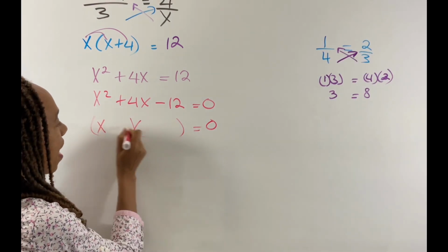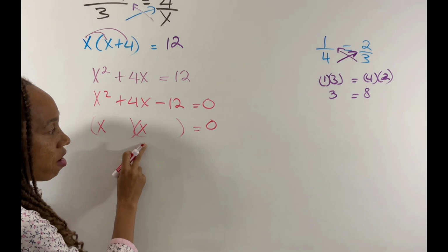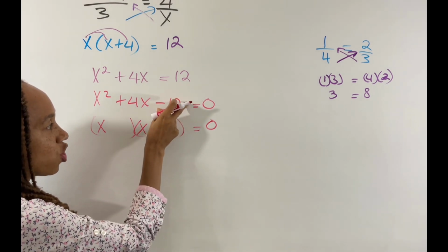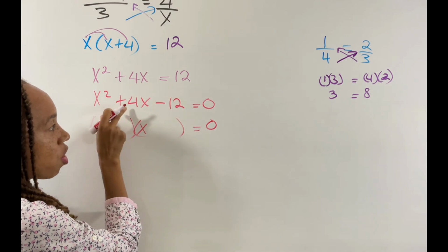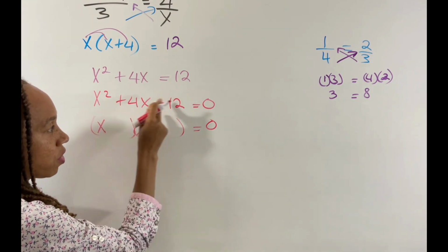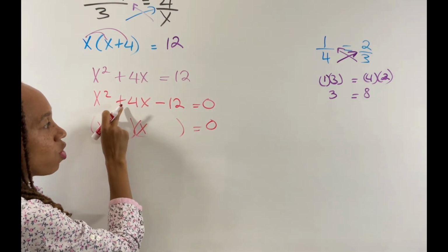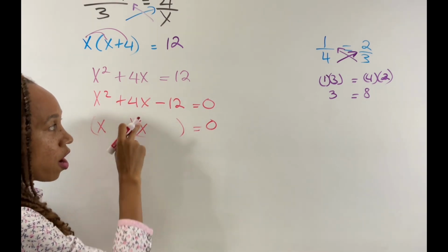So we will have x here and x here in each of the binomials, and so we are taking the last term, which is a negative, and because our middle term is positive, we need to find the factors of negative 12 such that when added is going to give us a positive 4.